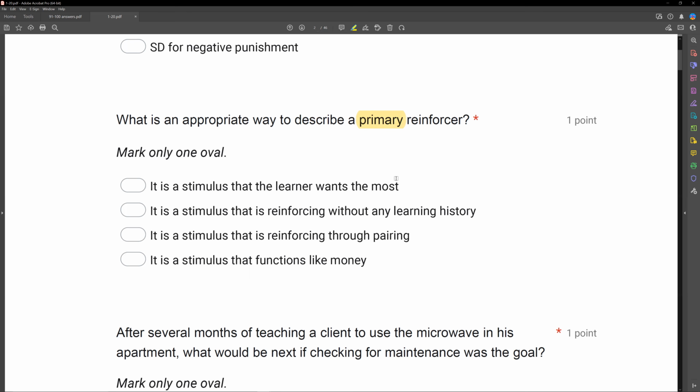Primary reinforcers are not conditioned. And then D, it is a stimulus that functions like money. Money is not primary. Money is secondary. Money is conditioned. Until money is paired with something valuable, money has no value, right? That's why little kids don't understand the value of money. It hasn't been conditioned yet. If we're talking primary, we're talking unconditioned, and we're talking stimulus that is reinforcing without any learning history. No pairing required.